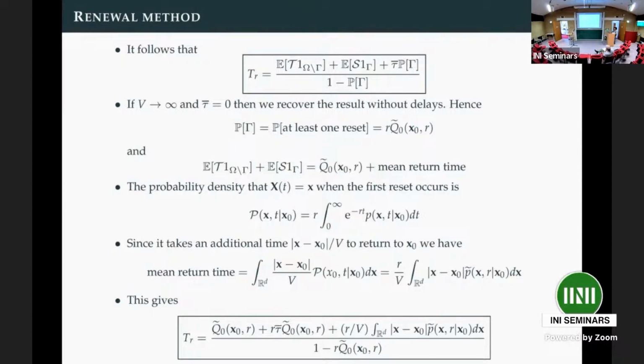So putting all this together, I end up with this very general formula for the return mean first passage time with reset, where I have this term Q0, which was in the original equation. I have a term that depends on the mean refractory period, and then the remaining term takes account of the fact that I return with finite speed. So this now becomes a powerful method.